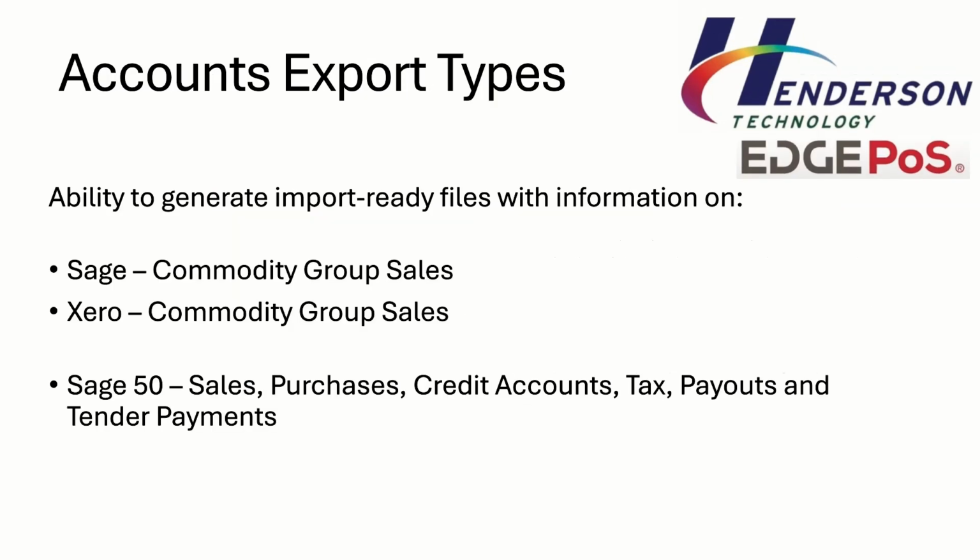So we're going to be talking about the different export types we have of your sales information. So we have Sage, Sage 50 and Zero. Sage and Zero are just commodity group sales, so we map them against each individual commodity group and say, right, this reports to nominal code 1000 for tobacco. And Sage 50 is slightly more complicated. It'll do sales, purchases, credit accounts, tax, payouts, and tender payments. So more information there. It's a bulkier export, but that means that it's slightly more complicated to set up. It's just a wee bit fiddlier.